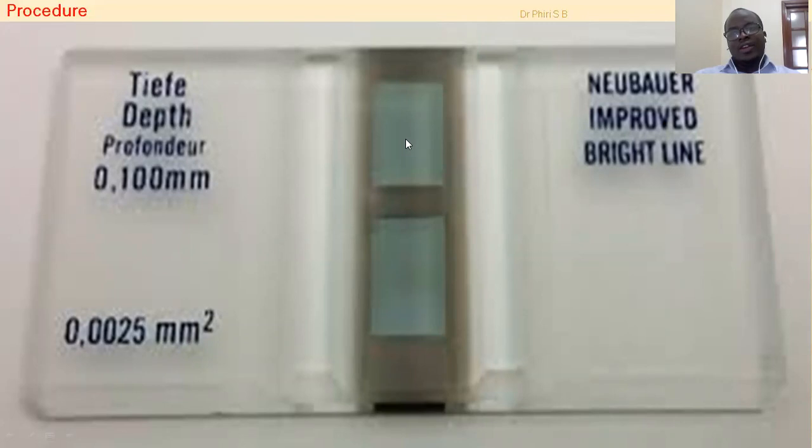So you can get the average of the two results, but like I said, you don't have much time. So you find that you just count on one, because it's cumbersome and it takes time for you to count each and every red blood cell. Sometimes you just do one, but the idea is that you count on two and then you get the average of the two numbers. Then you do your calculations.